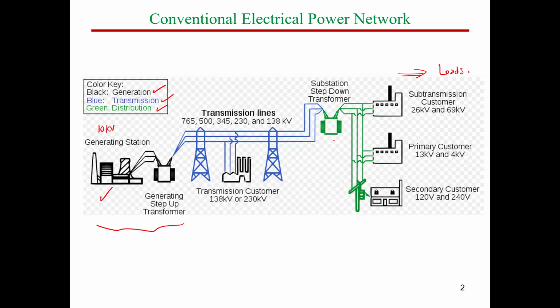So we use a transformer mainly to step up the volt in the beginning after generation, and then step down the volt again before starting distribution. Why? This is to reduce the losses during transmission, because we generate power at a certain voltage level, but by the end the power is going to be in volt ampere. You know that power, or apparent power, is measured in volt ampere.